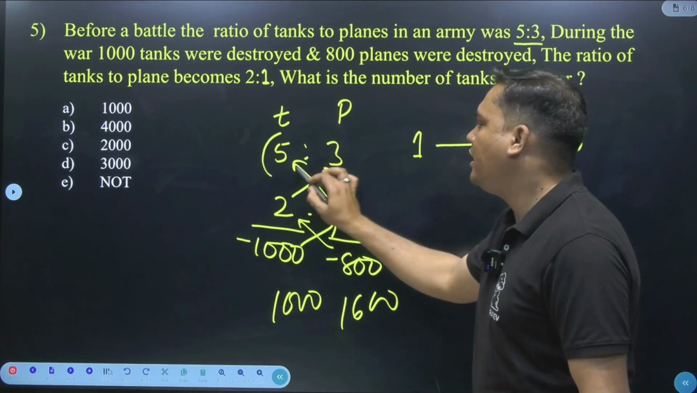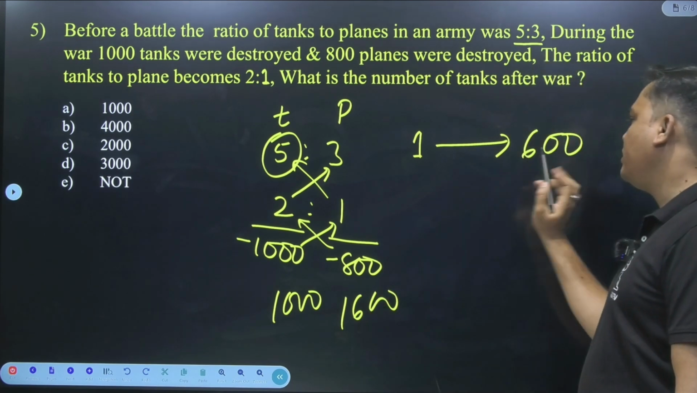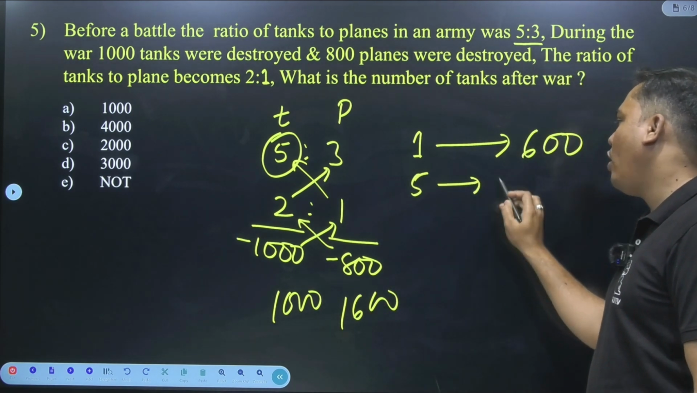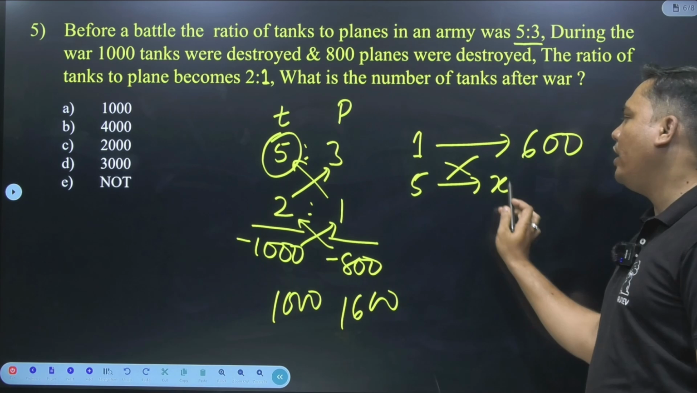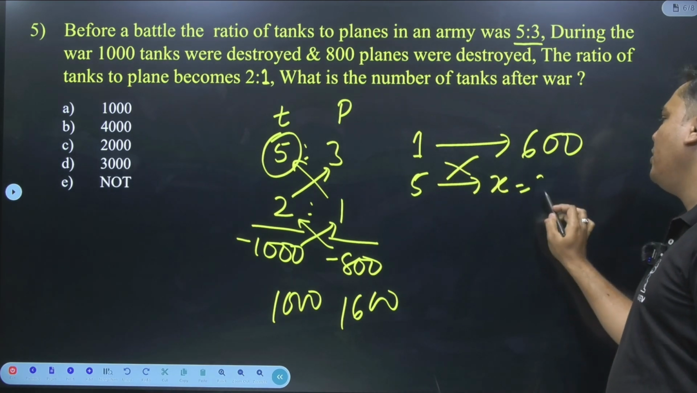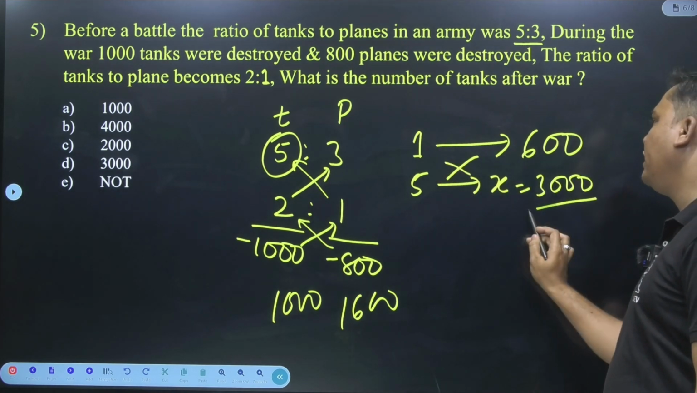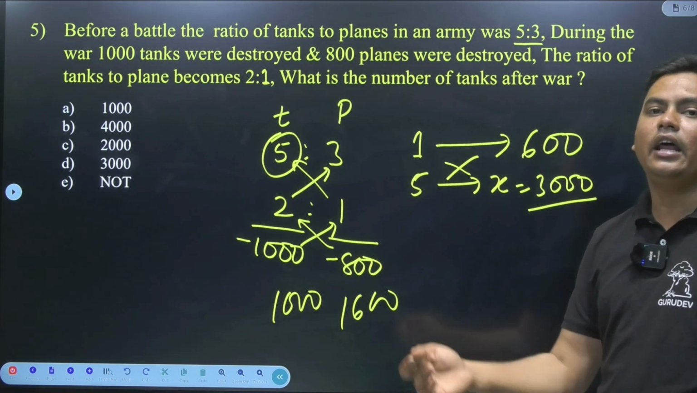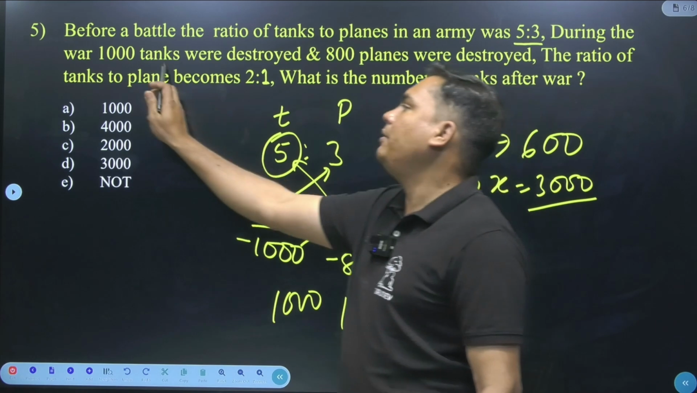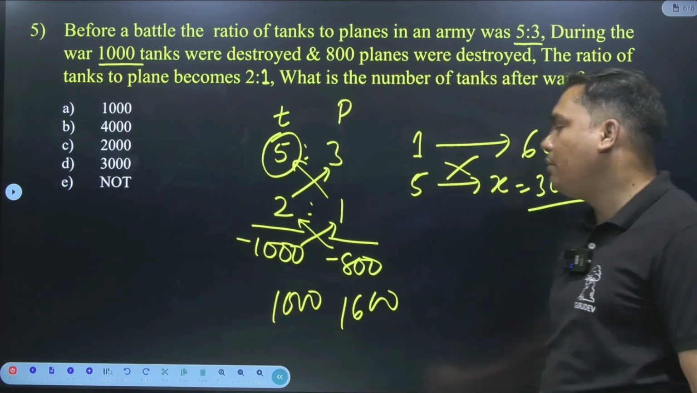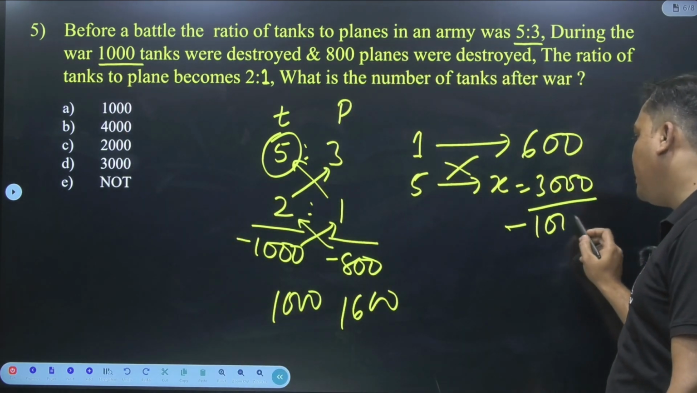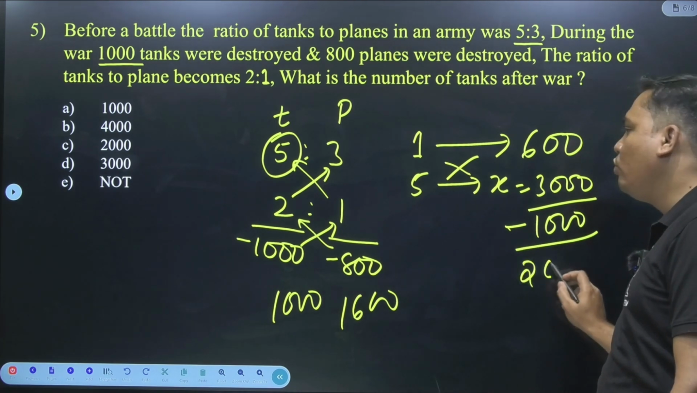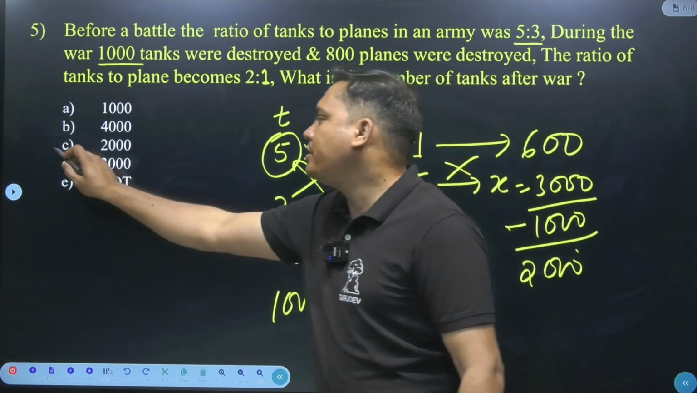How many initial tanks were there? 5. So one value is 600, and 5 values will be how much here? Cross multiply: 1 into x, this into this, will be 3000. 3000 will be the tanks before the war. But he is asking how many tanks are there after the war. How many tanks have been destroyed? 1000 tanks have been destroyed. 3000 minus 1000, my answer will be 2000. My answer will be option number C here.